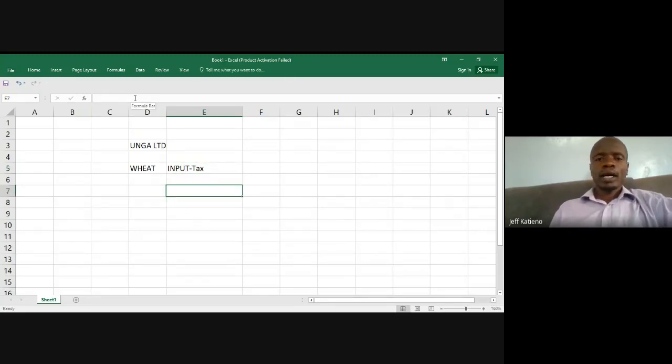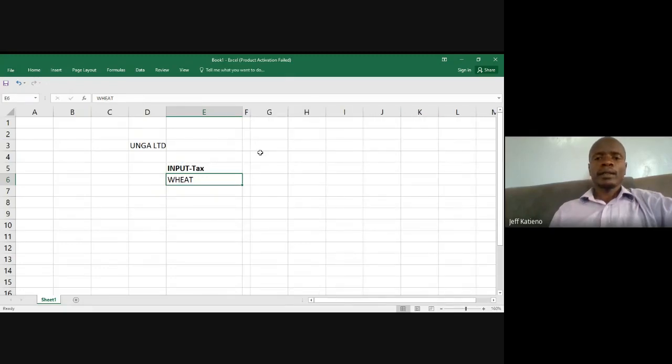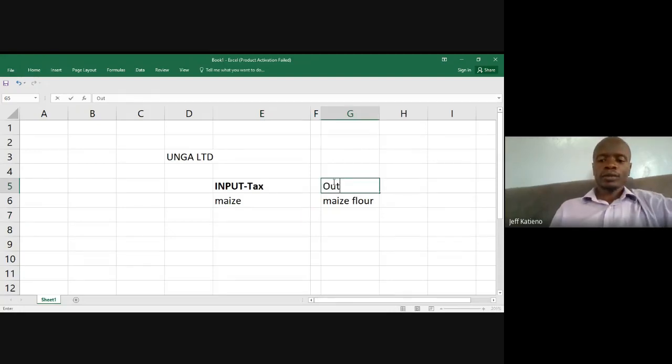When you come to output tax, that will be on this side. So this is input tax, which will be on wheat, and the output tax will be on the bread. Let me say the bread or the unga. Let me even call this maize. I think maize is better. And then this is the flour, maize flour. So what happens is the maize flour that I supply to retail shops, I will charge output tax. So let me give you an example.